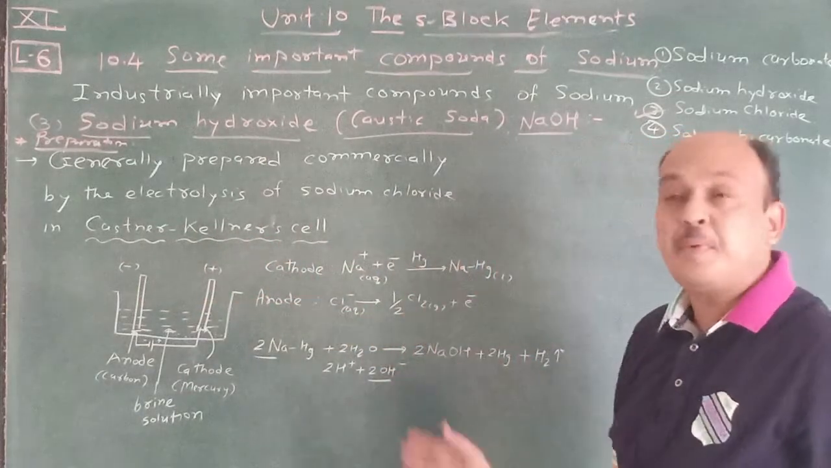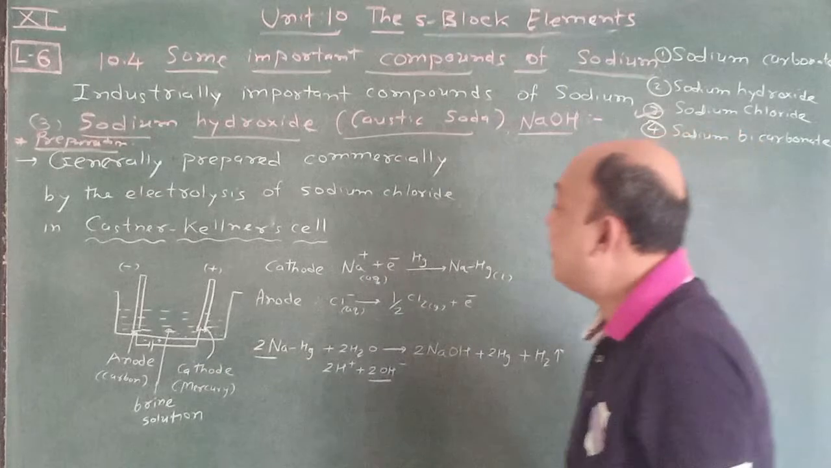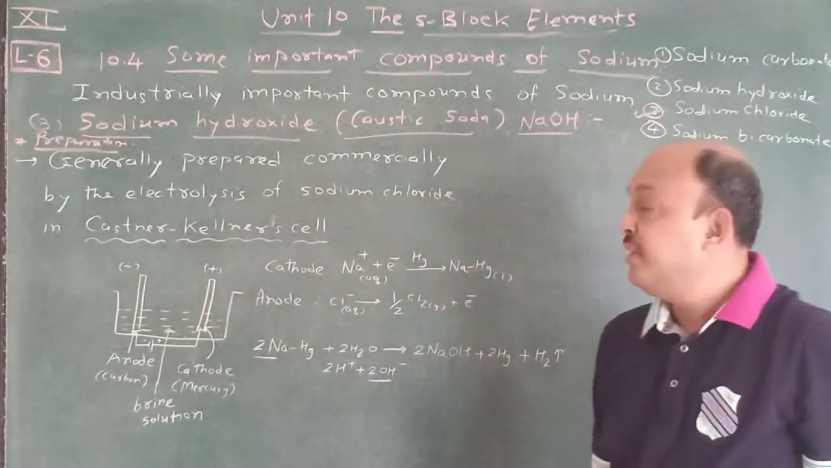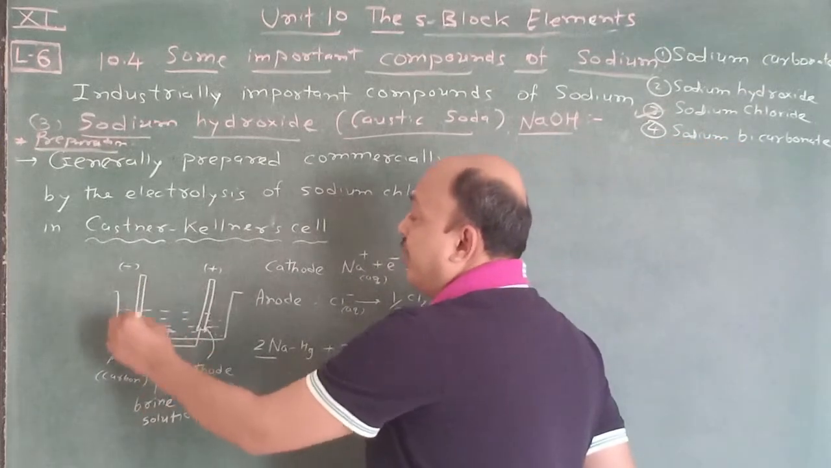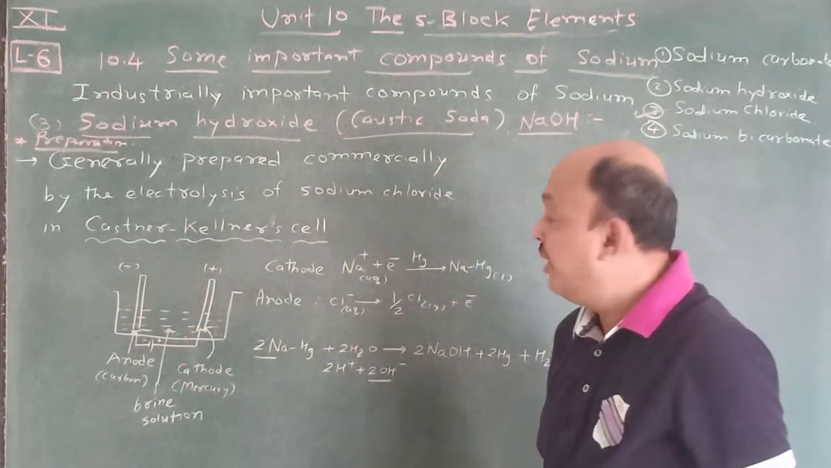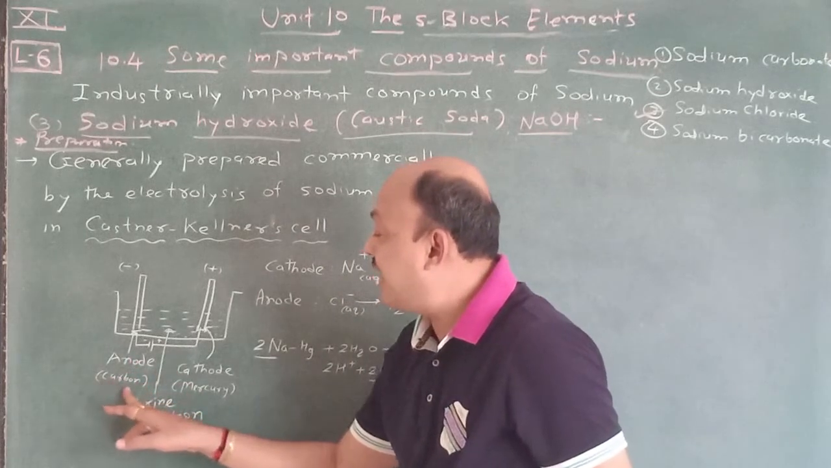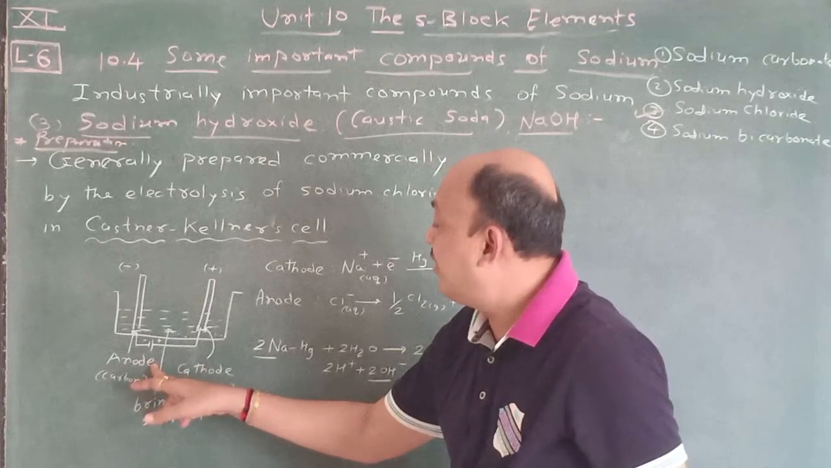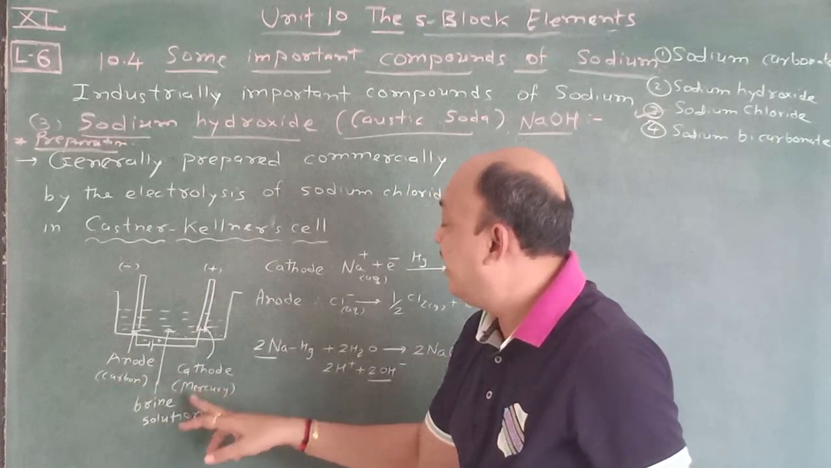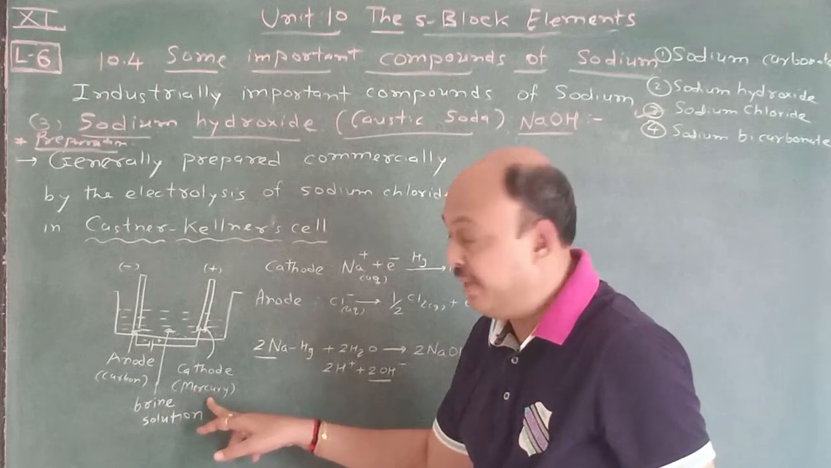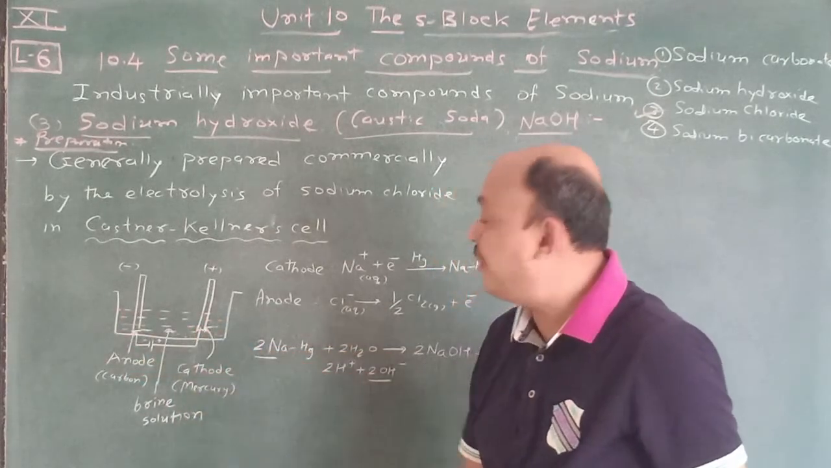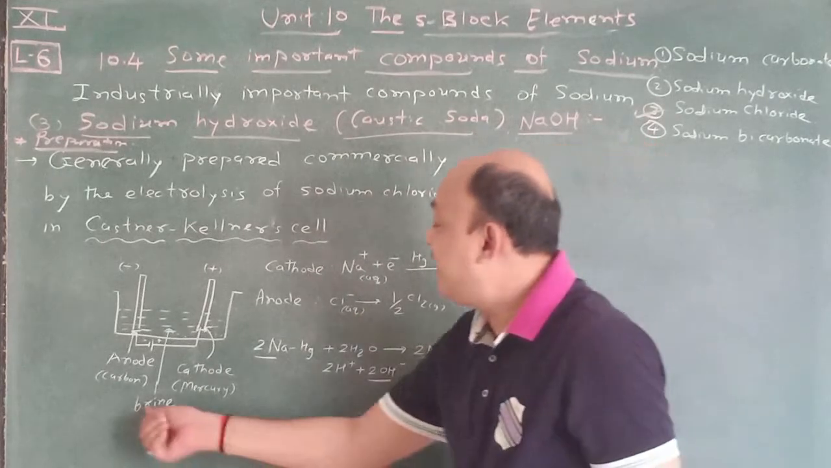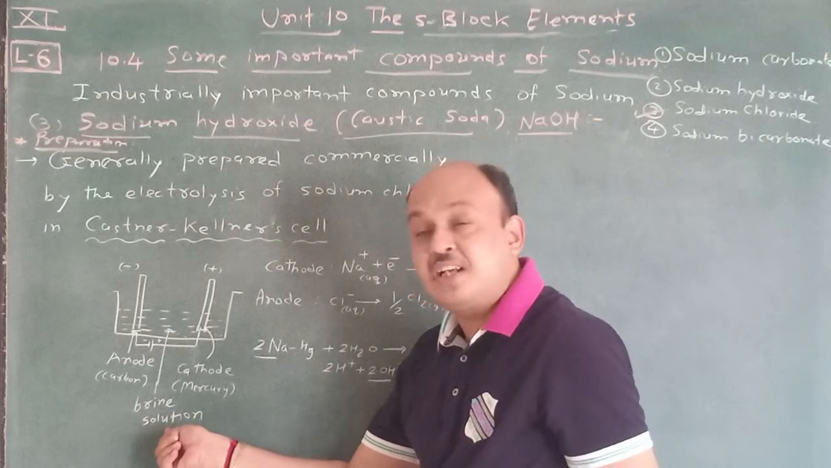This is one type of electrochemical cell, an electrolytic apparatus in which we take one anode and one cathode. The anode is carbon and the cathode is mercury. The solution is brine, an aqueous NaCl solution.